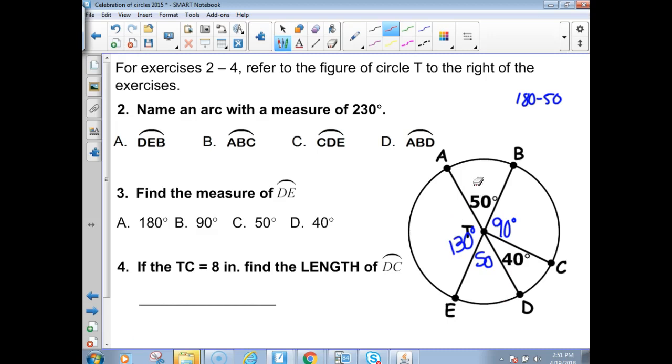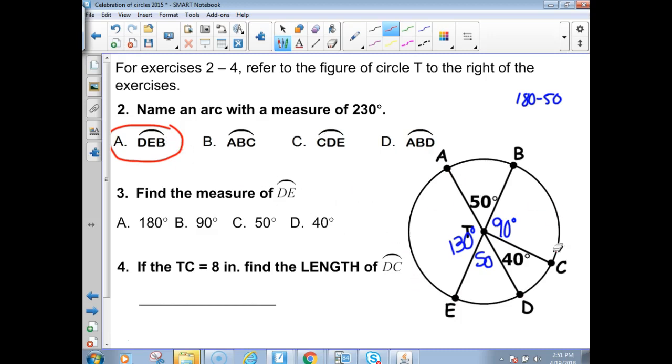You got 130. 50 is 100, so I'm thinking I need to look around here. So let's just check what they said. PEB. P through E all the way to B. Oh, that would be adding those 3 angles. So that's the right answer, and let's just check the rest. Arc ABC would only be 140. CDE, C to D to E would only be 90. A to B to D would be 180. All right, so A is the only answer that's right.